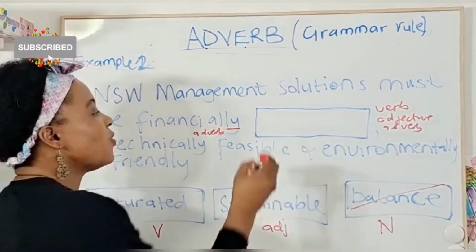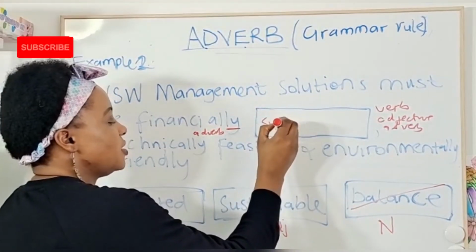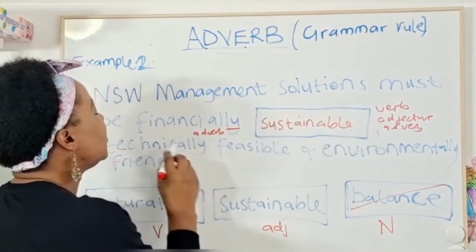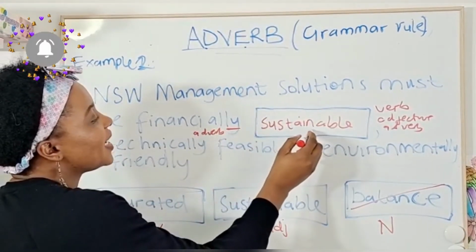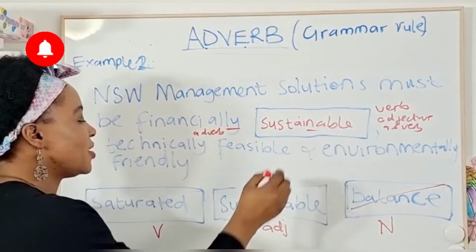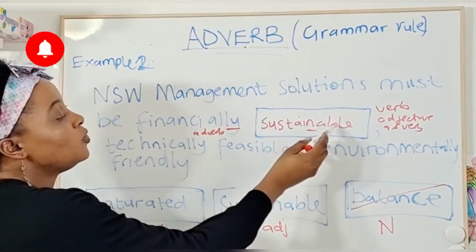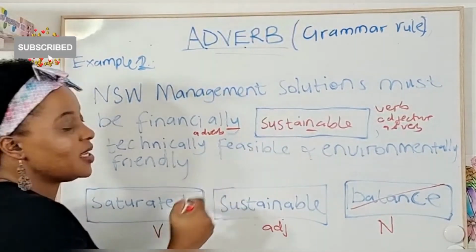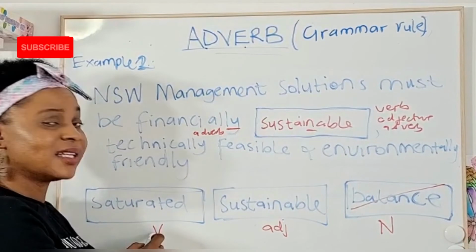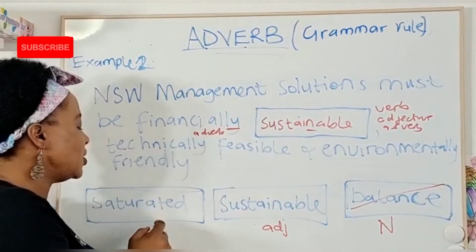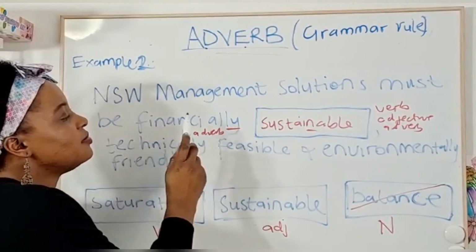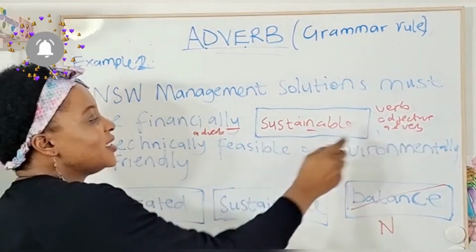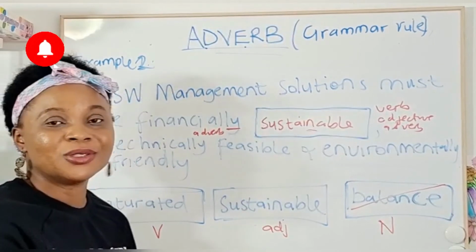So the right response here will be an adjective, which is sustainable. Yeah, so this adverb here will be modifying this adjective, sustainable. Because sustainable is an adjective, which will be the right fit here in this blank than saturated. Saturated wouldn't fit in here, despite the fact that it is a verb. The adverb is not modifying the verb saturated here. It is rather modifying or describing this adjective, sustainable. So I hope you got the response.